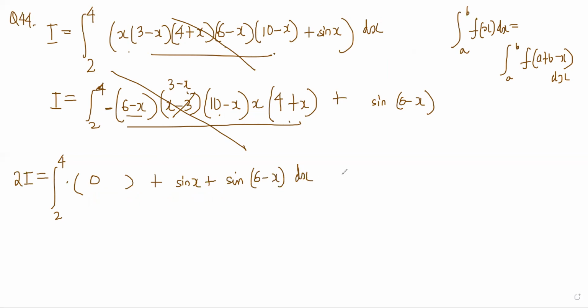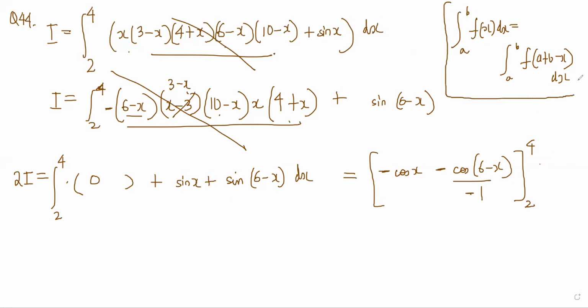And that is a very easy integral to do actually. You will just get cos x minus cos of 6 minus x by minus 1, and you will have to evaluate that from 2 to 4, and you can obtain I here. So notice that the question was designed in such a way that applying this property immediately cancels off this complicated algebraic part. So you should think about that property whenever you see some weird situation with weird limits, especially if the limits are a to b and a is not equal to 0. It might be because of this special property.